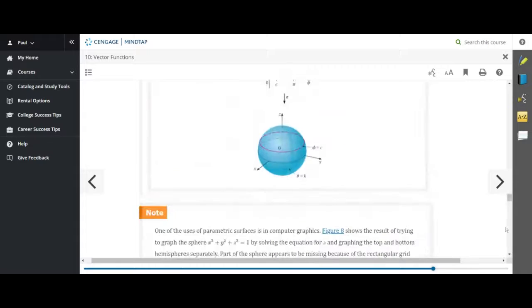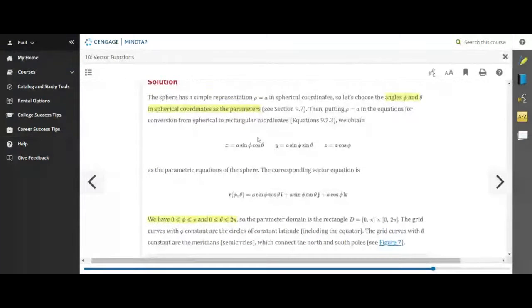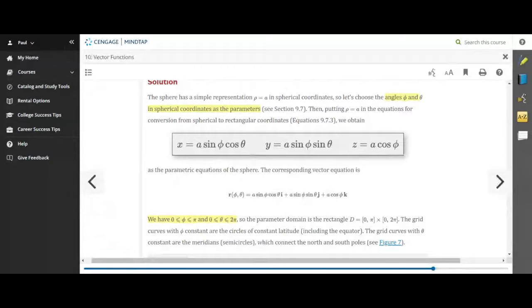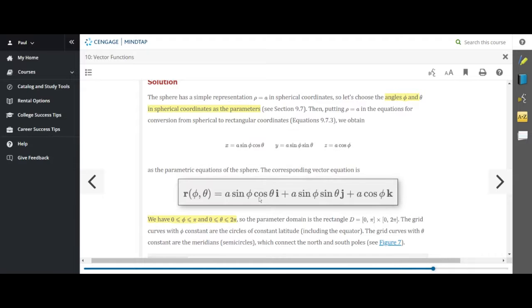And if you describe your parametric equations this way, the radius a is some number, that's not a parameter, but the values of theta and phi are your parameters, and x, y, and z are the spherical equations for x, y, and z that you learned back in section 9.7. If those are your parametric equations, then your vector equation is what you see here.